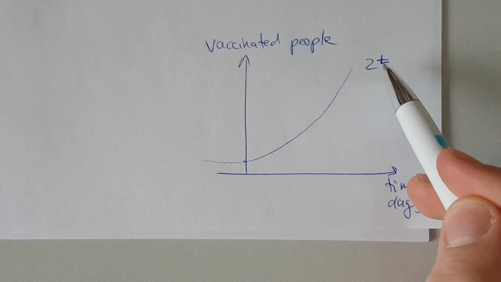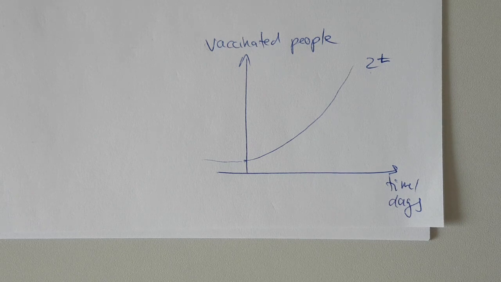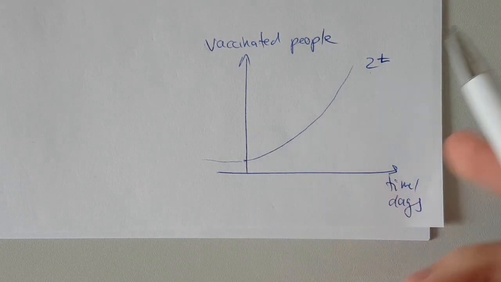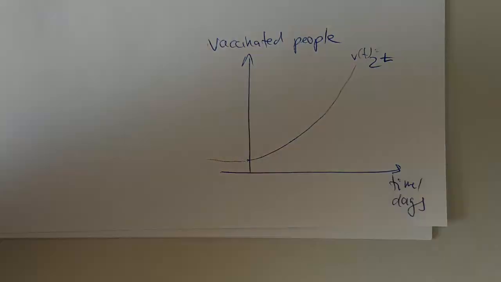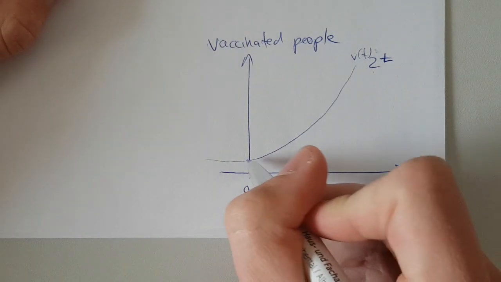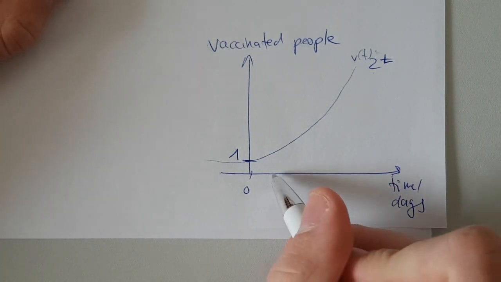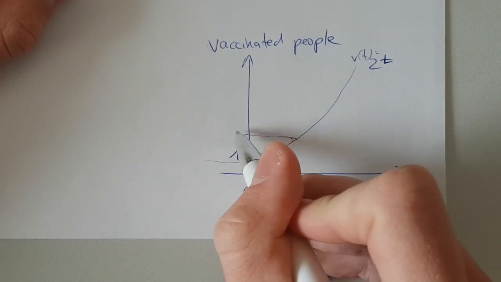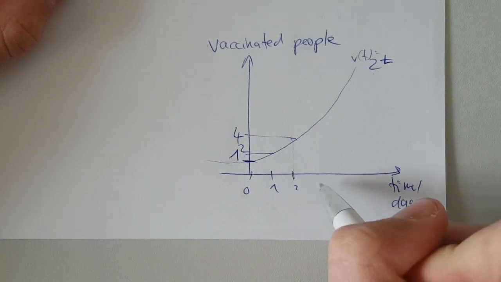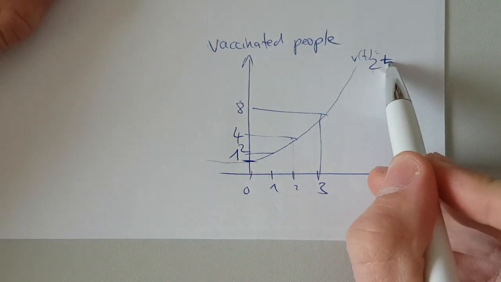2 to the power of t, where t is the time in days. In this simplified model, let's just let v of t be 2 to the t. Then at t equals 0, we have exactly 1 vaccinated person. At t equals 1, we have exactly 2. At t equals 2, we've already got 4 vaccinated people. At t equals 3, we've already got 8 vaccinated people, because 2 to the 3 is 8.